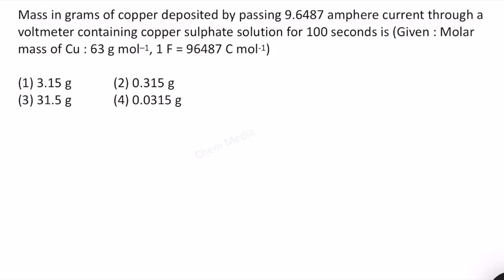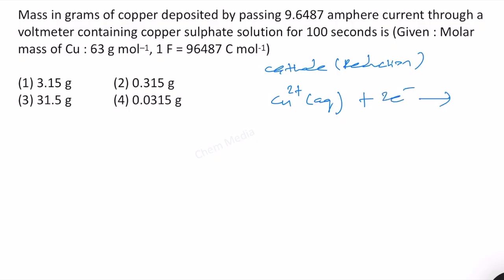What would be the mass of copper deposited in grams by passing 9.6487 ampere current through a voltameter containing copper sulfate solution for 100 seconds? Copper sulfate is undergoing electrolysis here, which means in the aqueous medium we will be having copper 2+. The half reaction happening at the cathode is copper 2+ gains 2 electrons and we will be getting copper solid.